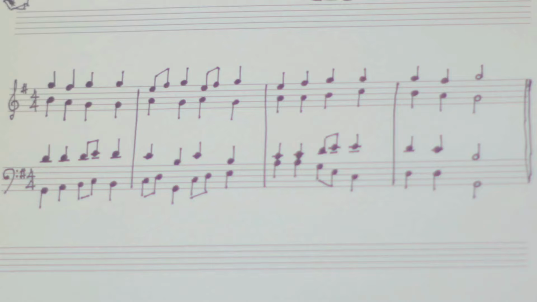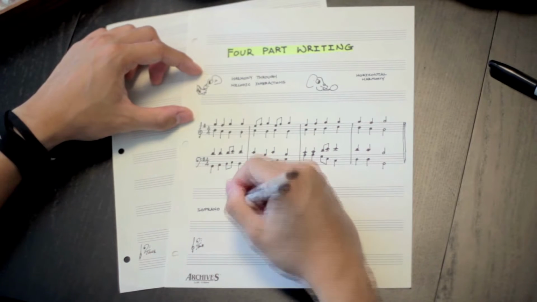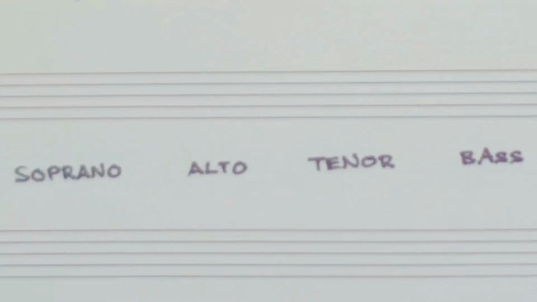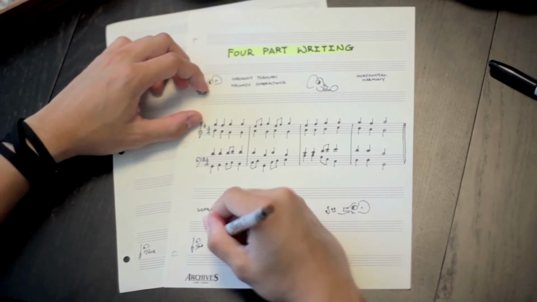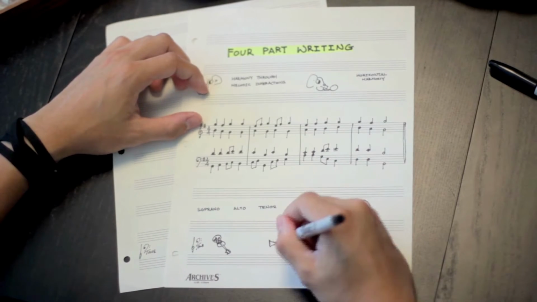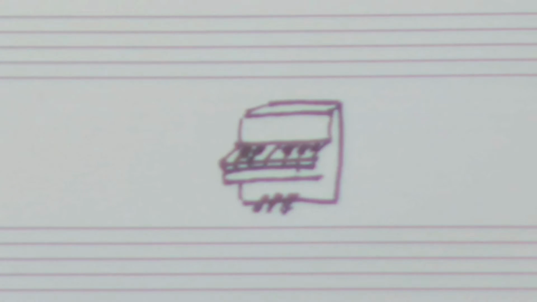For general purposes, we tend to refer to the four parts as the four major choral voice classifications: soprano, alto, tenor, and bass. But that doesn't mean we have to be writing for voices. It could just as easily be a string quartet, four horns, or even just a single piano. However, thinking of them as voices gives us a good frame of reference for range, so we use those.